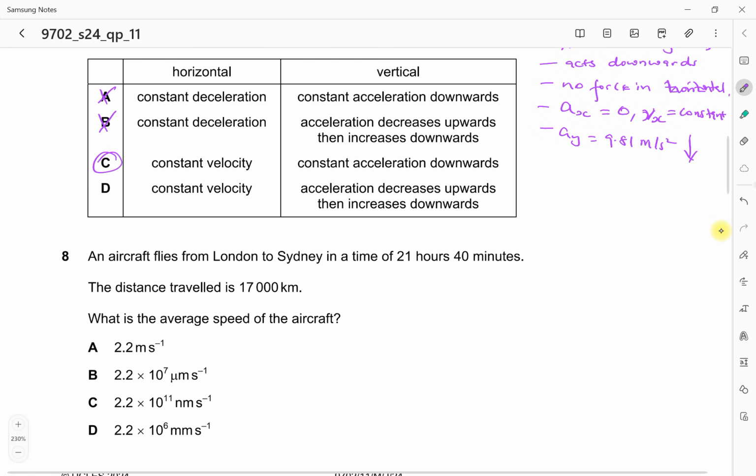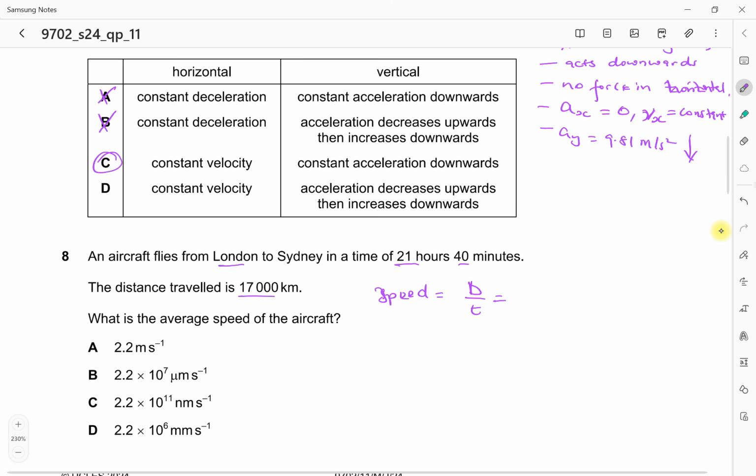An aircraft flies from London to Sydney in a time of 21 hours 40 minutes. The distance traveled is 17,000 kilometers. What is the average speed? So the average speed is equal to the distance divided by the time.